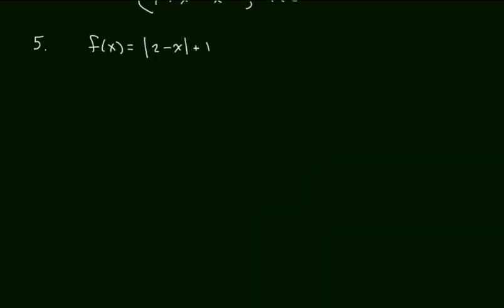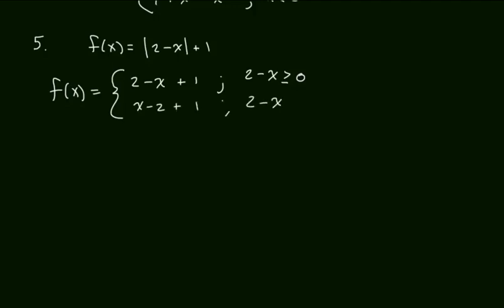Example number 5, f of x is the absolute value of 2 minus x, and then plus 1. I would encourage you to press pause, work it out, and then follow along afterwards to see if you're right. Press pause now. Okay, I'm going to do it. So f of x equals 2 minus x as we see it, plus 1, provided that 2 minus x is greater than or equal to 0. And the opposite will be x minus 2 plus 1 when 2 minus x is less than 0.